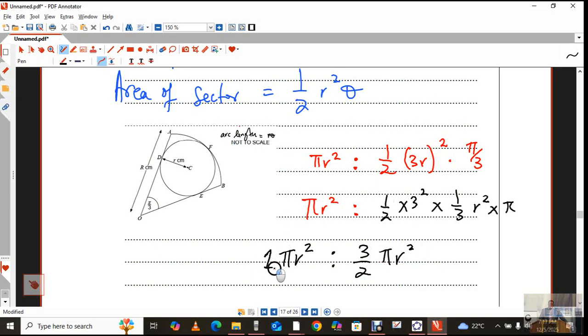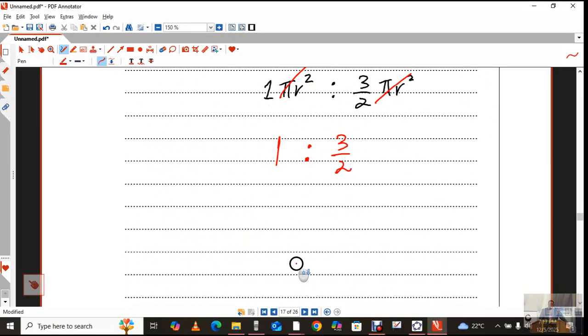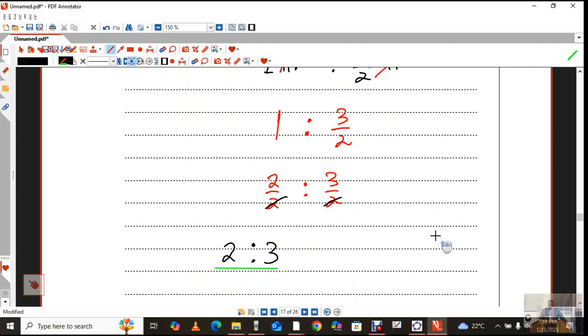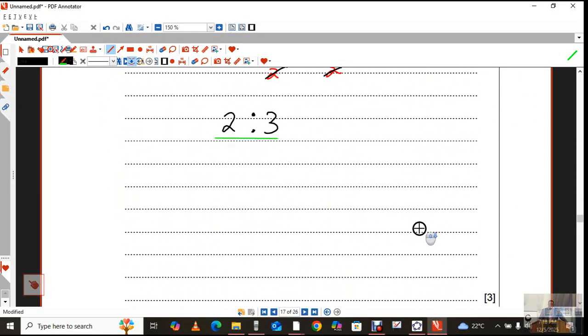Now, this coefficient here is 1. I can go ahead and drop the pi r squared. My ratio is 1 versus 3 over 2. And from grade 8, you should know how to simplify this ratio. Same denominator, 2 over 2, 3 over 2. Then you cancel. Many ways to do it. Therefore, it's 2 parts to 3. That is the final answer. There are many ways you could tackle it, but that's essentially what it means. And this is like 3 marks anyway.